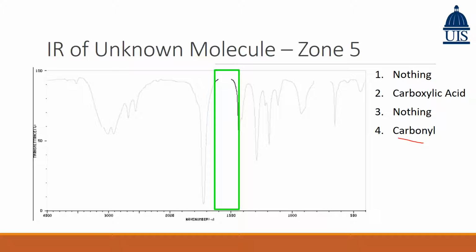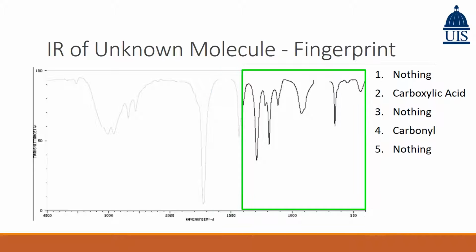Moving on to zone 5, there's pretty much nothing here. Zone 6, our fingerprint region. Again, not the most telling, but because we have these big jagged peaks here, that could point to an alkyl halide of some sort, some kind of halogen present in our molecule.